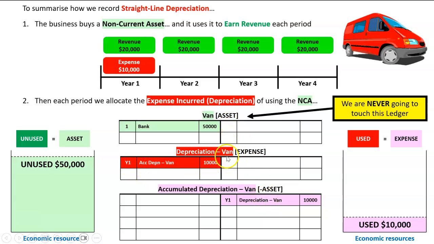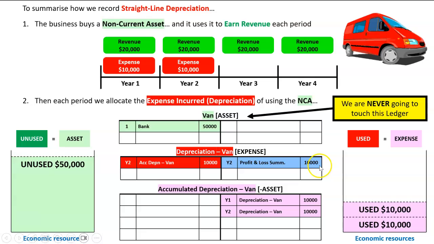Now, at the end of year one, this expense account would be closed to the profit and loss summary account, and it would be reset back to zero. Year two goes by, we use another $10,000 of the van. So we'll do a debit to the expense, and then we'll accumulate another $10,000 of depreciation here. So now that's been used for $20,000. And what we can see is over time, between the van account and the accumulated depreciation account, we can say it's a $50,000 van, and we've used $20,000 of it. So really there's $30,000 of this van left. End of year two, we'll close this expense account to profit and loss summary, so it resets to zero.